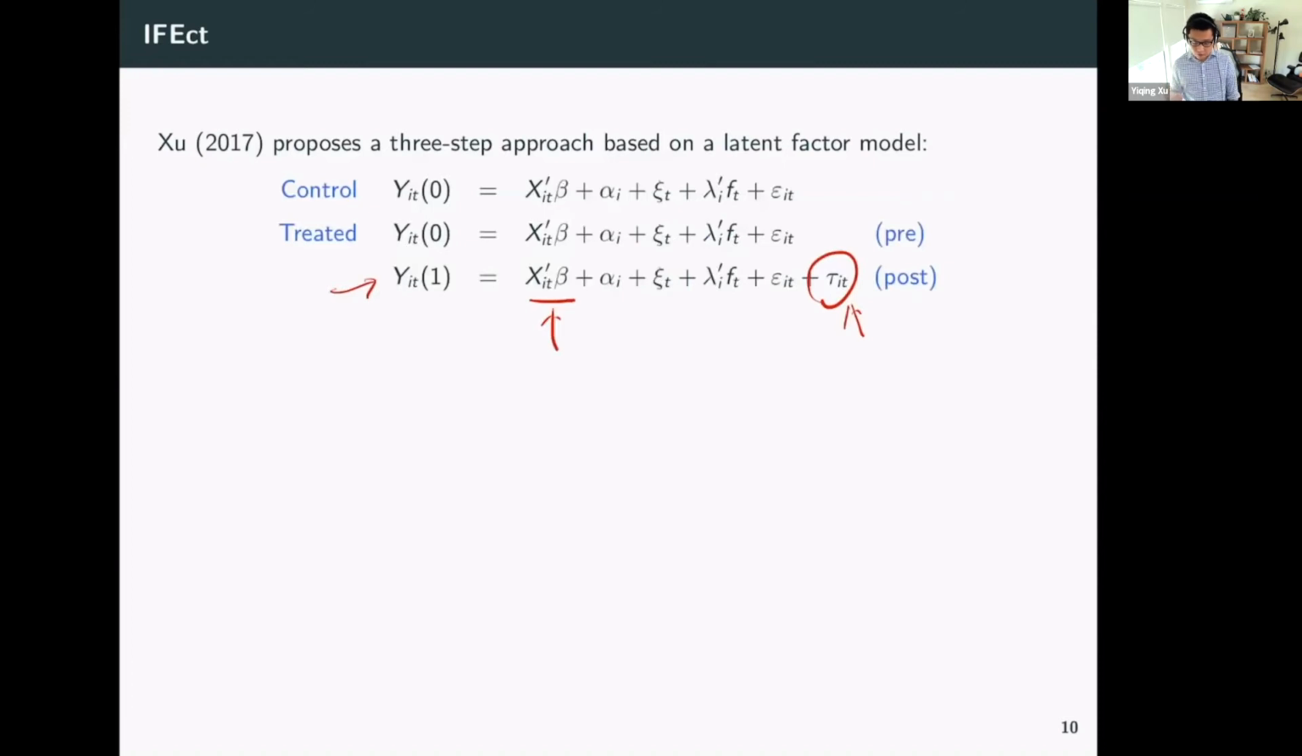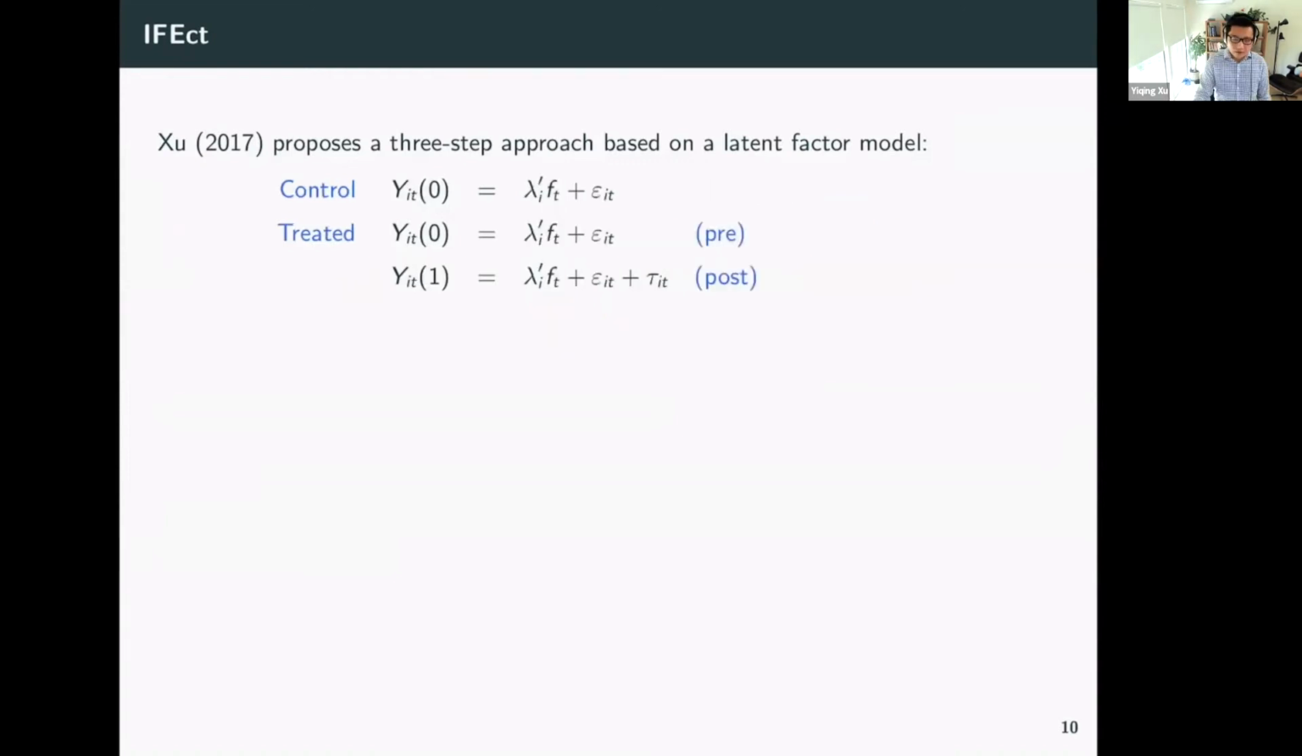Time invariant covariates, different from synthetic control, will be absorbed by the fixed effects. But you can take in time varying covariates. Usually my experience has been that those time varying covariates are not very predictive. The factors are much more predictive because they take in information from the past outcome. So let's ignore for the moment the time varying covariates and additive fixed effects.